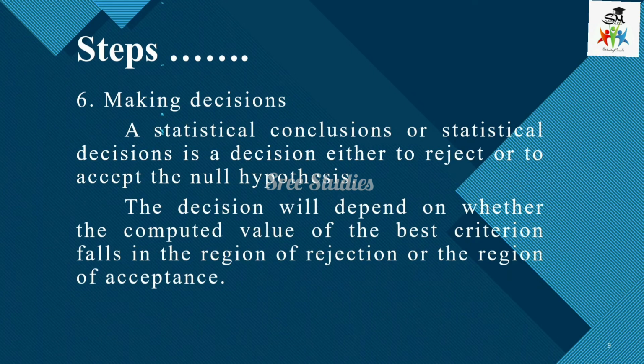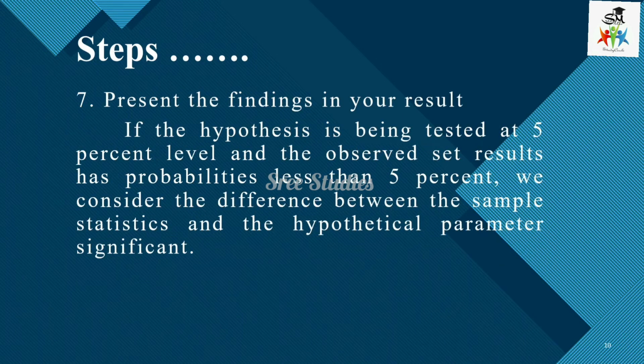After computation is over, a statistical conclusion or statistical decision is a decision either to reject or to accept the null hypothesis. The decision will depend on whether the computed value of the test criterion falls in the region of rejection or in the region of acceptance. That should be decided. The next one is present the findings in your result.